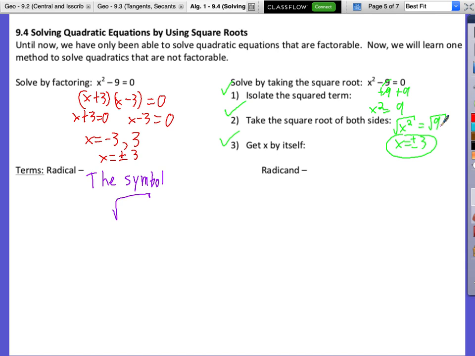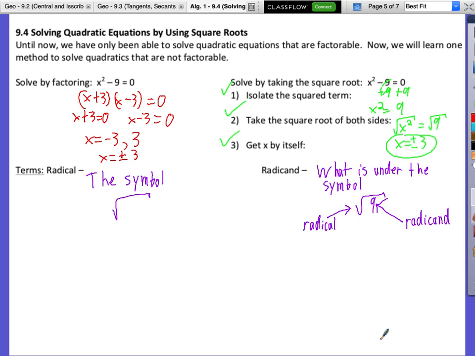Radicand, it looks kind of similar to that word radical, right? So it's probably related to it. Okay? So this is going to be what is under the symbol, or under the radical. So when we had the square root of 9 on this side, which one was the radicand? 9 here is our radicand. I suggest writing that in there as well, just like I did. That 9 in the square root would be the radicand, whereas the actual symbol would be the radical.